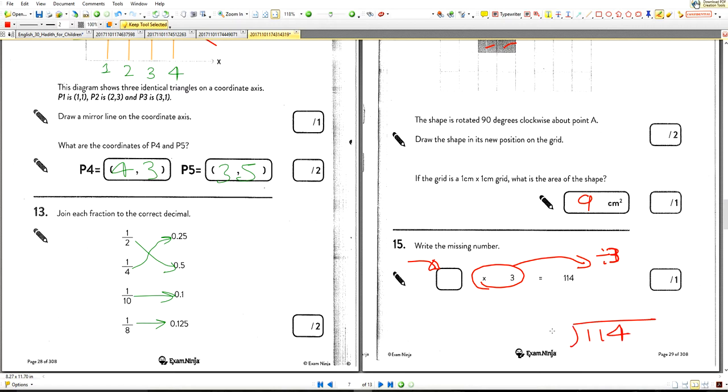We use the bus stop method. 3 into 1, 0, remainder 1. How many 3's in 11 is 3. 3 times by 3 is 9. Remainder 2. So that will give you 8. So the missing number is 38. And this is the calculation that we need to show when we do our working out. Okay, let's move on to question number 16 now.